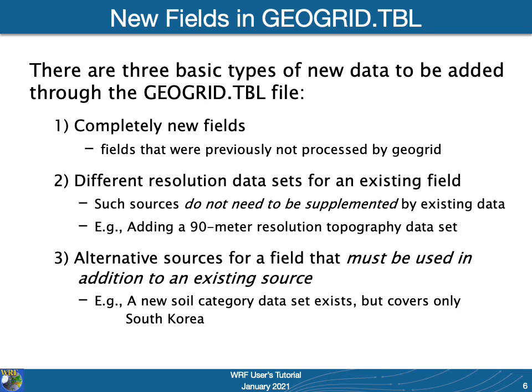And that's in contrast to the third category of data, an alternative source or resolution for an existing field that must be combined somehow with existing sources. So for example, we might have a new soil category data set, but it only covers South Korea, while we intend to run a simulation over Southeast Asia.